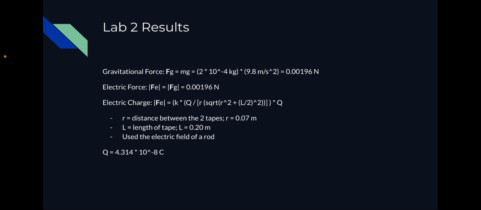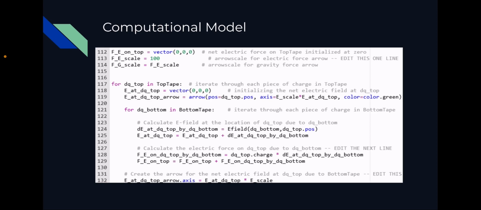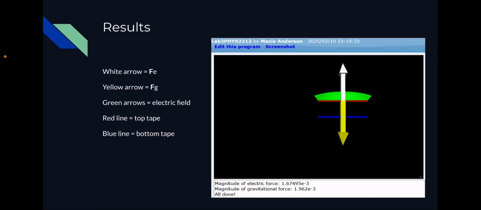So here's my computational model in GlowScript for this lab. I plugged in my conditions on the left and then edited the electric field equation as shown on the right, and there's the programming that I used. And then here's the for loop that iterates through each piece of charge in the piece of tape, because essentially you calculate the point charge of each little segment and then combine it all to get the overall charge of the piece of tape using this model. I had in my model 50 segments for the tape, because ideally the more segments you have, the more accurate it's going to be.